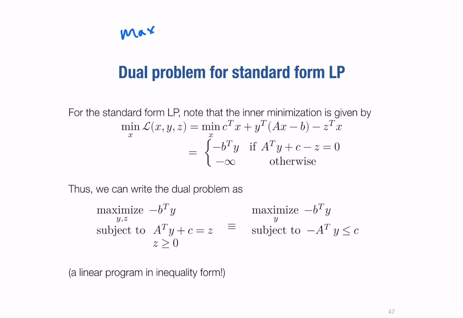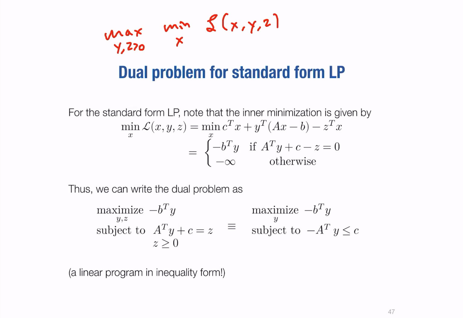Let me actually do this in red. Dual problem is max over y and z greater than or equal to 0 of the min over x of my Lagrangian. I won't bother writing it out here because I have it right down here. So minimum Lagrangian of x, y, z.